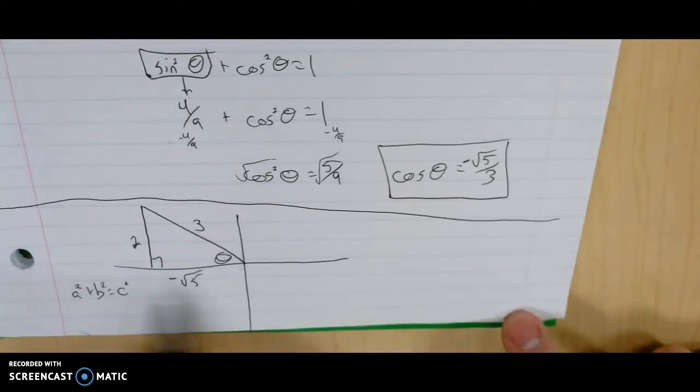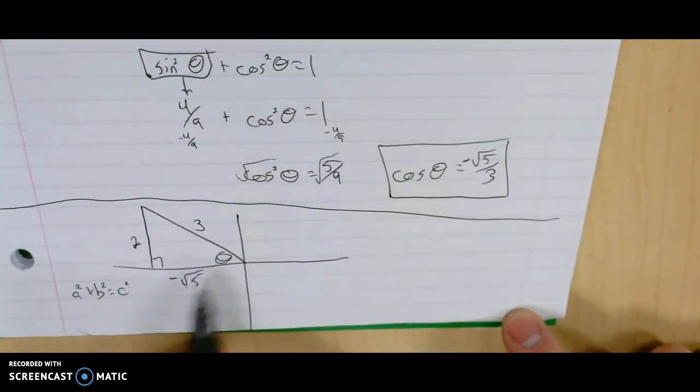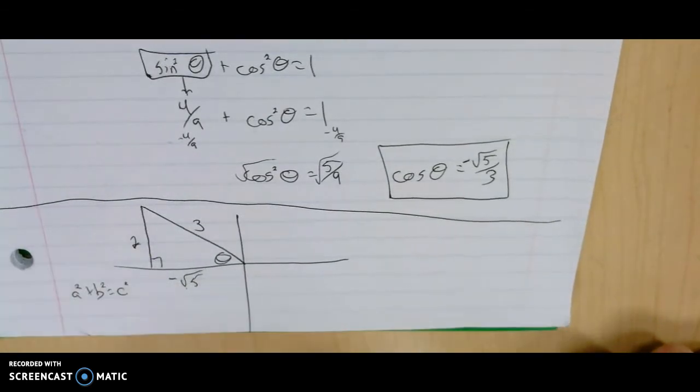Now, the reason I like doing it this way, even though it does take more time, is I can easily get the cosine, adjacent over the hypotenuse, negative rad 5 over 3, which we already knew. Or if I really wanted, I could also get the tangent, 2 over negative rad 5, and I can make that pretty from there too.